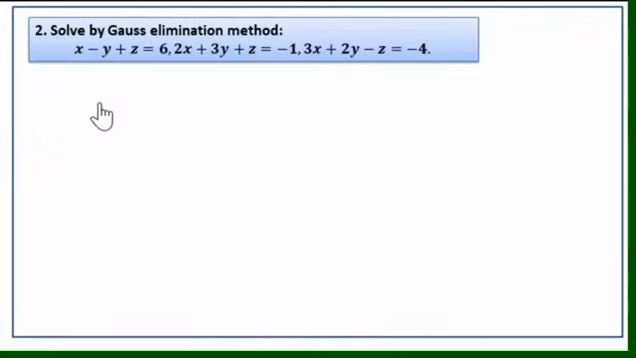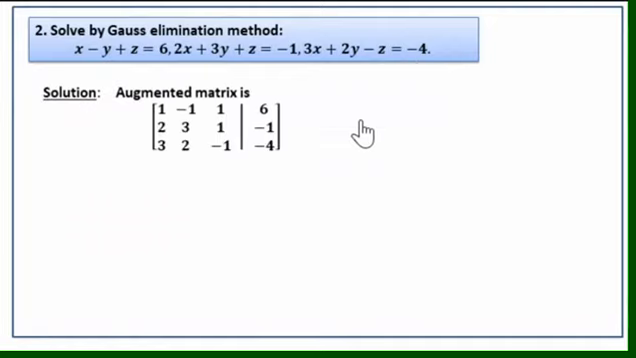Next problem, solve by Gauss elimination method. Given 3 equations, x minus y plus z equal to 6, 2x plus 3y plus z equal to minus 1, 3x plus 2y minus z equal to minus 4. So first we write the augmented matrix. The first row of the matrix is 1, minus 1, 1, 6. Second row is 2, 3, 1, minus 1. Third row is 3, 2, minus 1, minus 4.